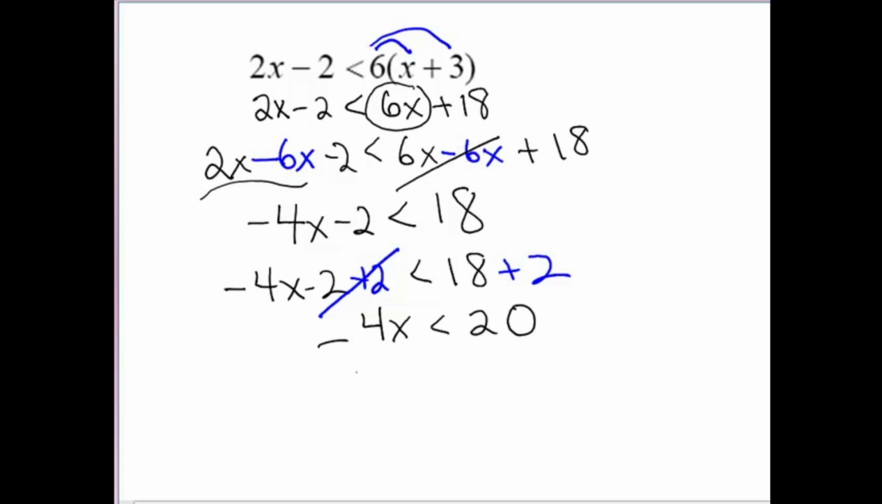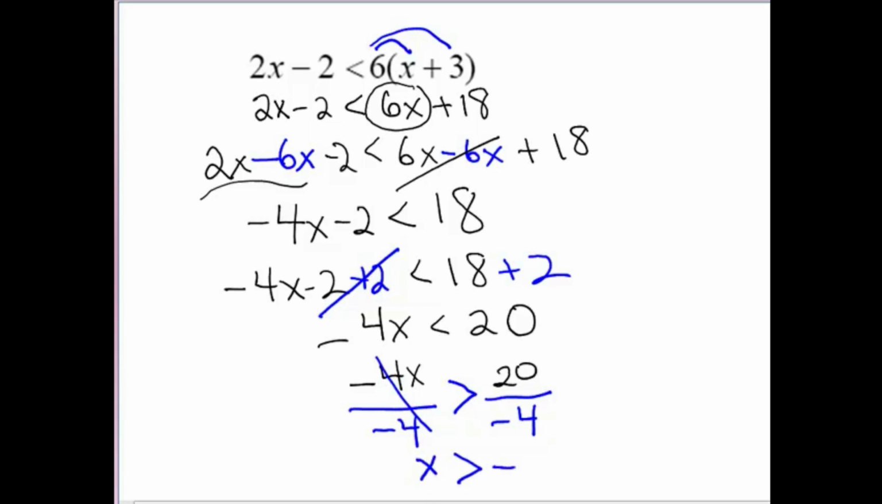And now we'll go back on this side with the variable. We're ready to divide. We do have to divide by the sign of the coefficient. So we have to divide by a negative. Our inequality symbol is going to change directions. It's going to flip over. So x is greater than a negative 5.